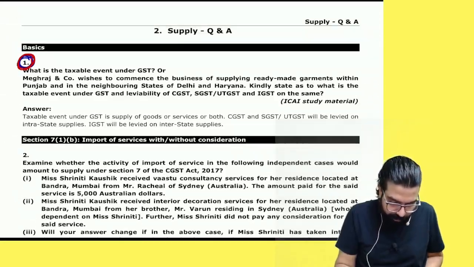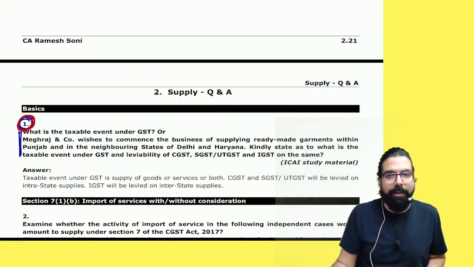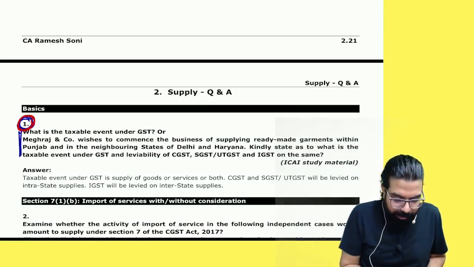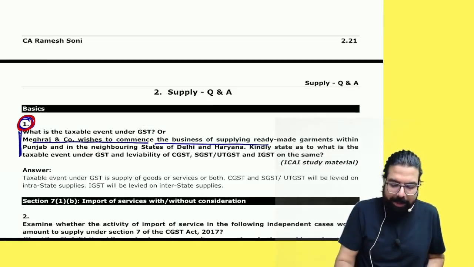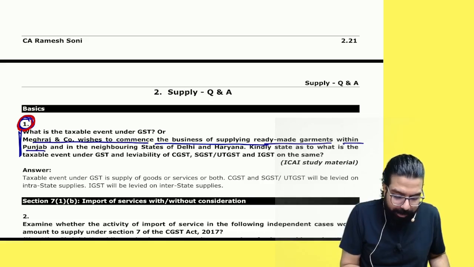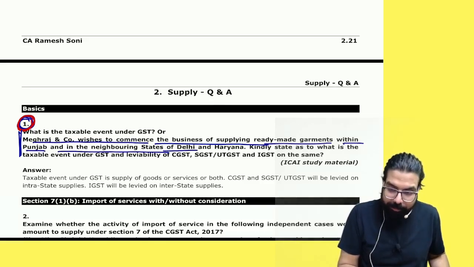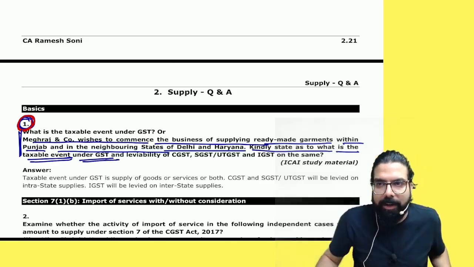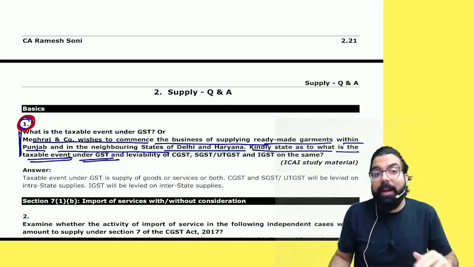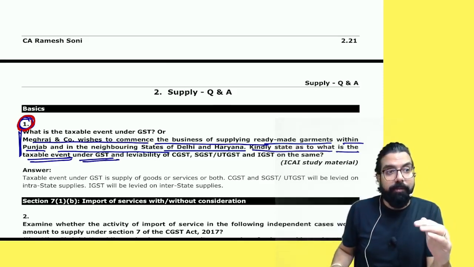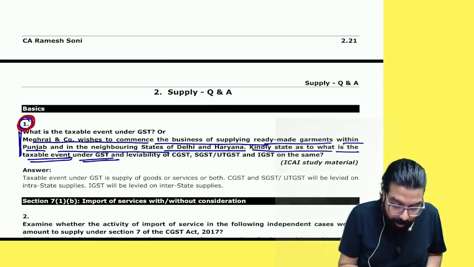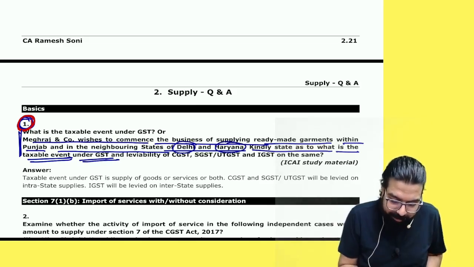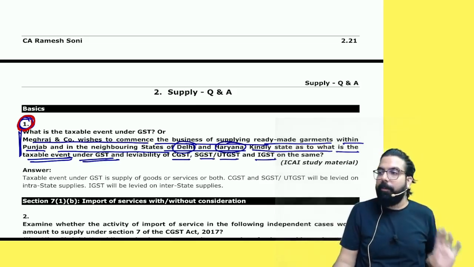Now, which is the other question I gave? First one. Meghraj wishes to commence his business of supplying ready-made garments within Punjab and in the neighboring states of Delhi and Haryana. People, kindly state what is the taxable event under GST. Supply. When does GST get levied? When you do supply. And when you are selling to the neighboring state, which GST will come? CGST, SGST or IGST? Is my point clear to all?